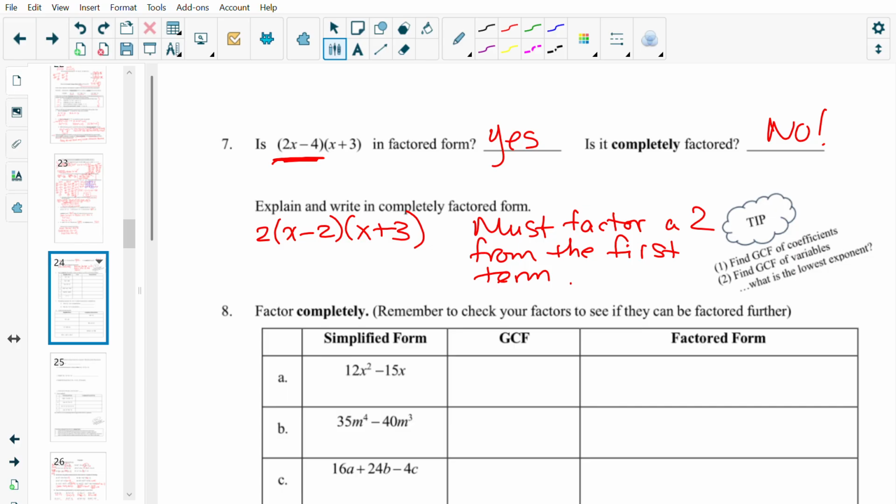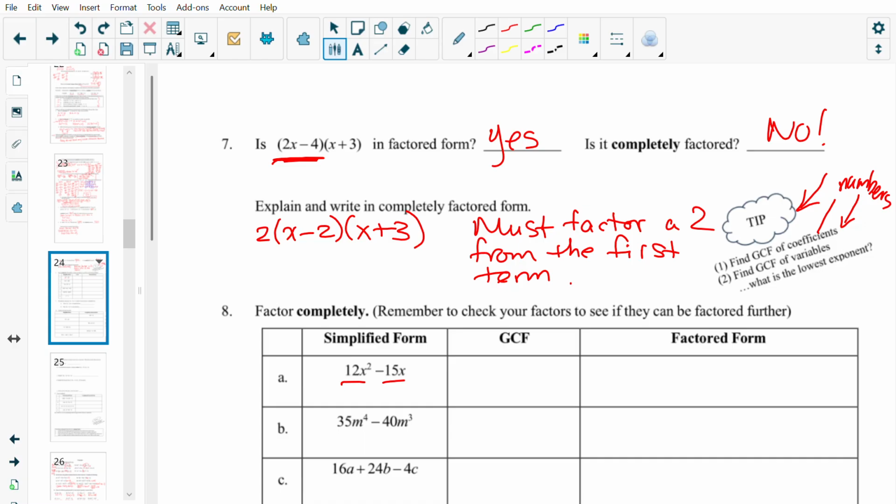Okay, let's do a series of practice factoring. Here's a tip. Find the GCF of the coefficients, so coefficients are the numbers. Find the GCF of variables. What is the lowest exponent? That's the trick to the shortcut with factoring variables. Okay, greatest common factor. What is the greatest common factor of 12x squared and 15x?